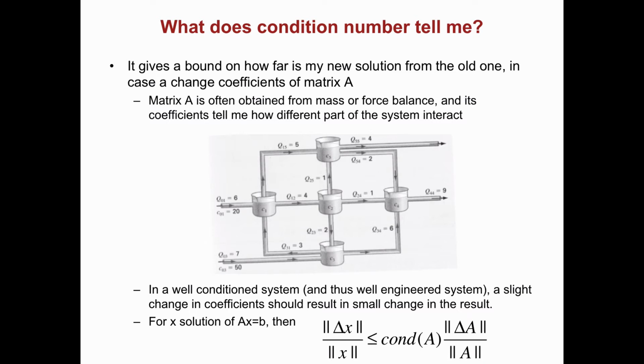Okay? Now, mathematically, there is a result when I'm solving systems AX equals B. I can see that the difference between my two solutions, normalized by the initial solution, is less than or equal to the condition number of A times the normalized difference in A. Which, if I have a very large condition number, might go through the roof. Okay? And that's a problem. So I want to avoid systems that have a very large condition number. Let me give you an example of how that looks.